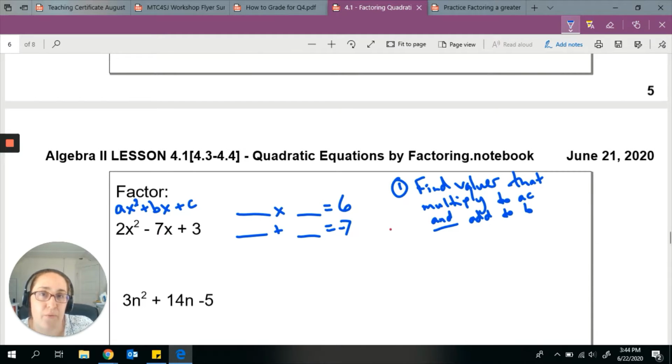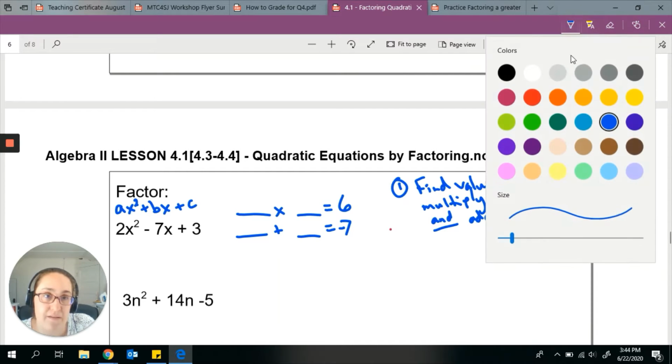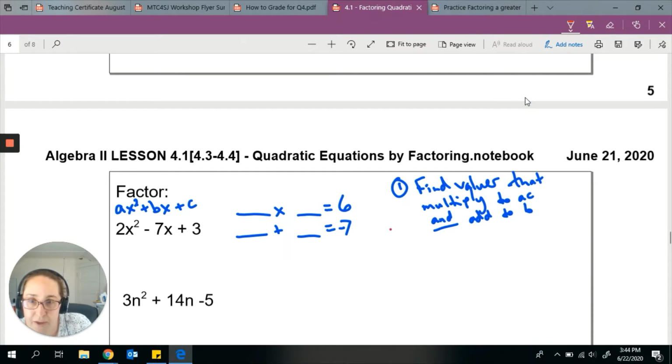That means that when two things multiply to give you a positive, either they're both positive or they're both negative. And hopefully you can see here, they both have to be negative because they add up to a negative number. So if we check this, -1 times -6 is +6, and -1 plus -6 is -7. So we have those two values.